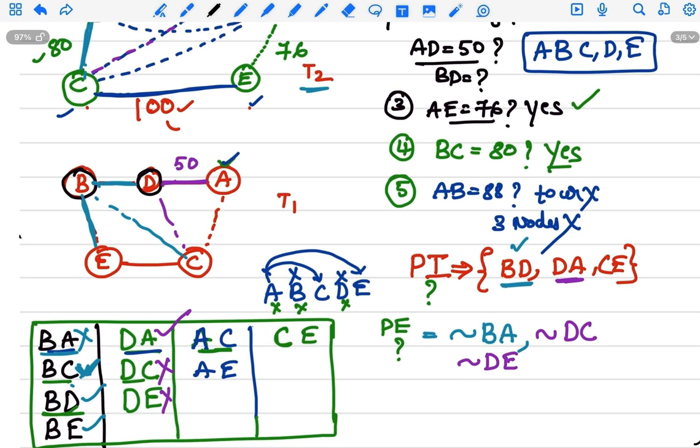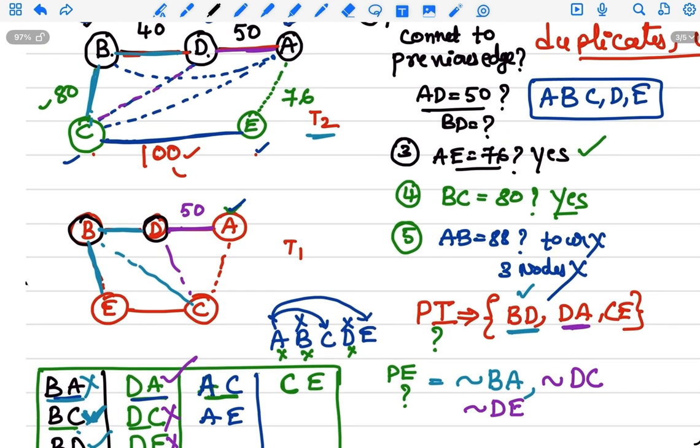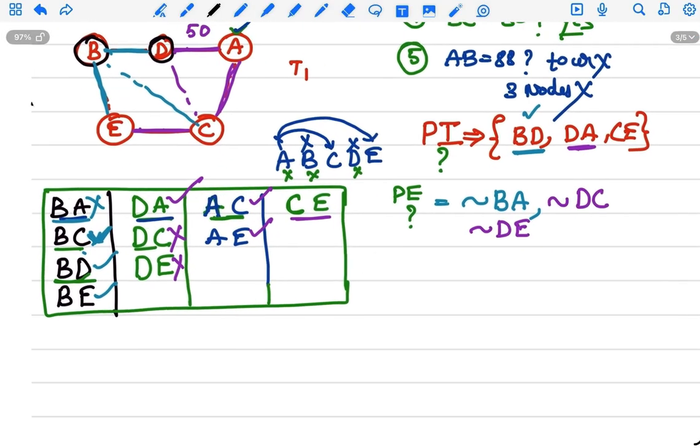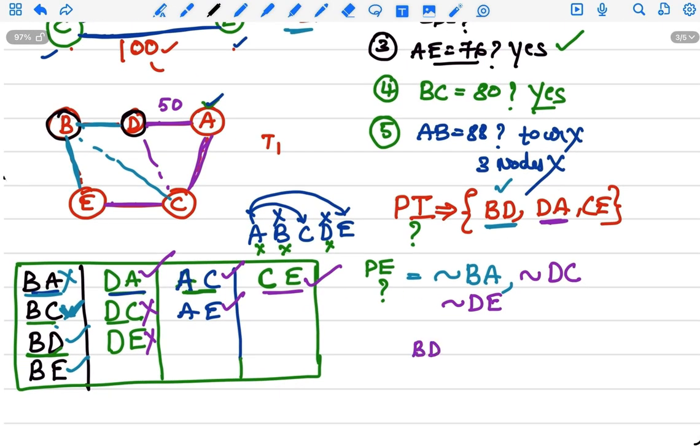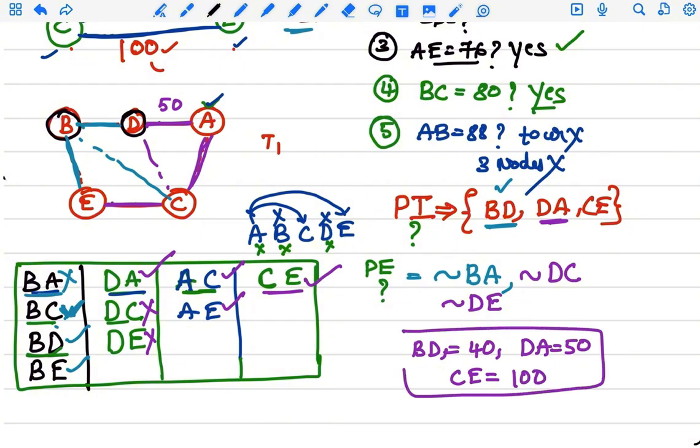So next AC. AC is possible, right, in tour 1. AE is also possible in tour 2. And CE is the permanently included edge. So in both the tours these 3 edges are common, right? So in both the tours which are common? BD is common. BD is distance of 40 and DA of distance 50 and CE are red. These 3 are common and these are permanently included edges in the tour.